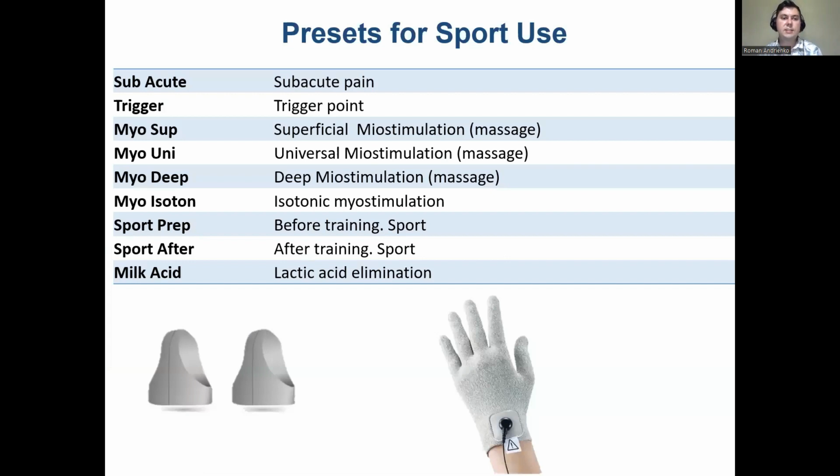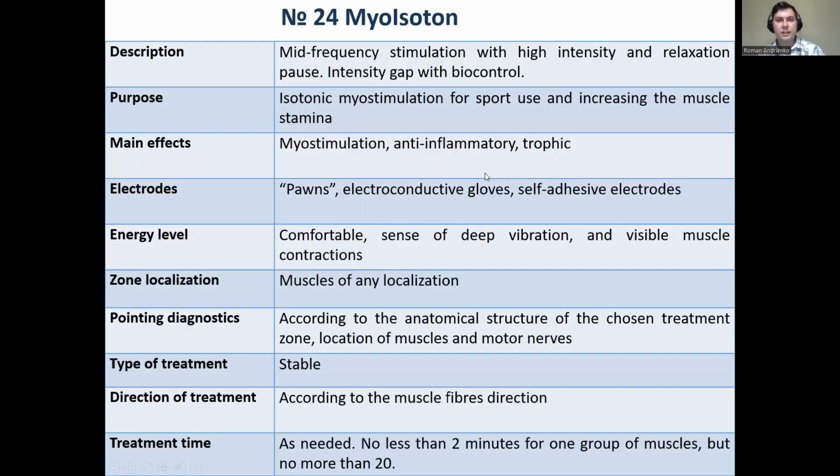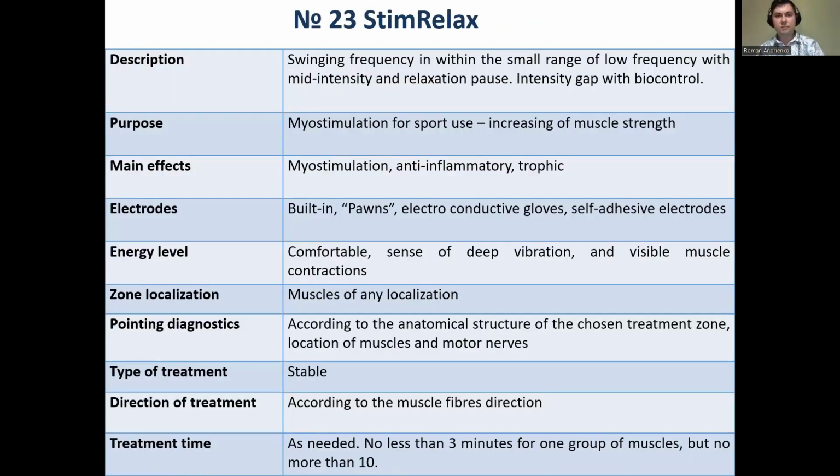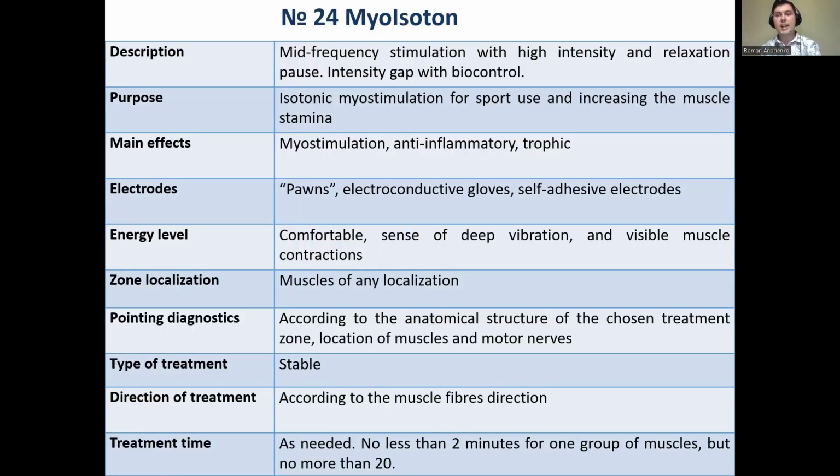Speaking of the sport use, these are the most popular presets to be used in sports. Number 24, isotonic myostimulation. If the previous preset was aimed at increasing the muscle strength, this one is aimed at increasing the muscle stamina. Again, this is yet another type of myostimulation, and used for muscles of any localization according to the anatomical structure that we showed previously.